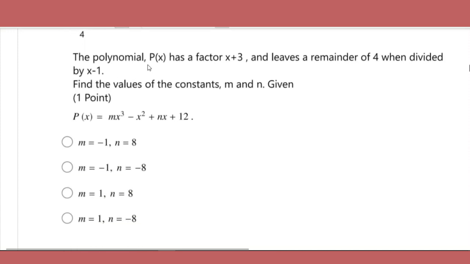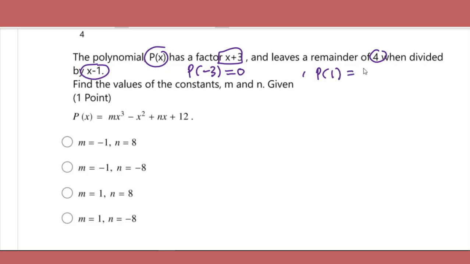Number 4. The polynomial P(x) has a factor x plus 3. So P of negative 3 is equal to 0. And it leaves a remainder of 4 when divided by x minus 1. Leave remainder 4 when x is equal to 1. So two equations, okay, first, second, and to find the constants m and n. Two equations. So substitute, okay, this polynomial.